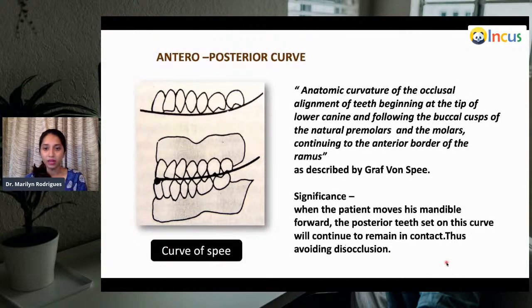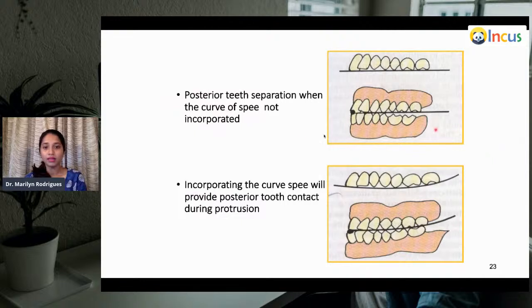You can understand it better in this diagram. Just concentrate. Now, just imagine we do not give a curve of Spee. We do not give any compensating curves. It's going to be a flat plane like this. Now, when the mandibular teeth move forward and the teeth are edge to edge, can you see this posterior disocclusion which is happening? Now, in this kind of case, what will happen, you think? Since only the dentures are contacting in the front region, won't this denture tilt? Definitely it will tilt, right? It will move upwards since it's contacting here. And same with the upper.